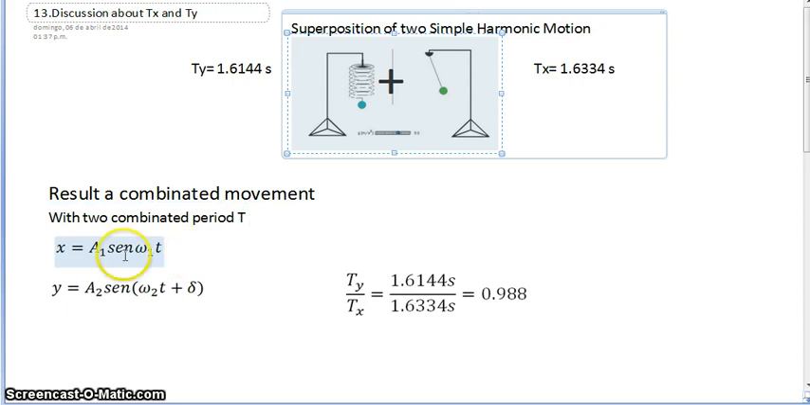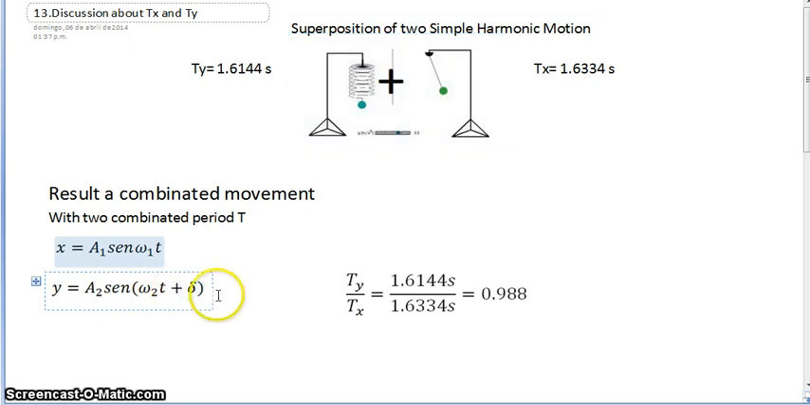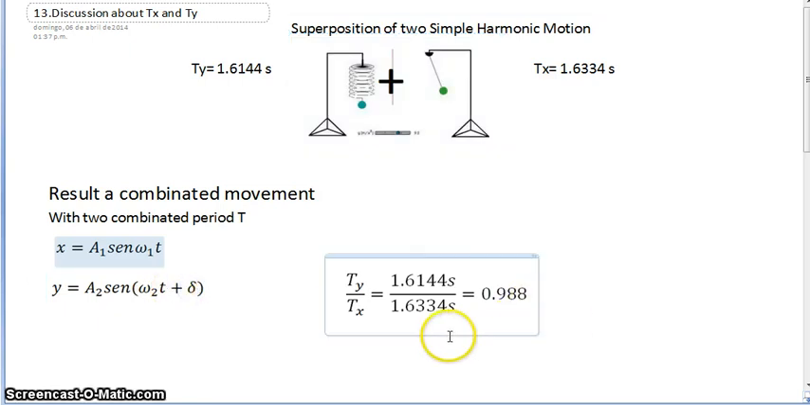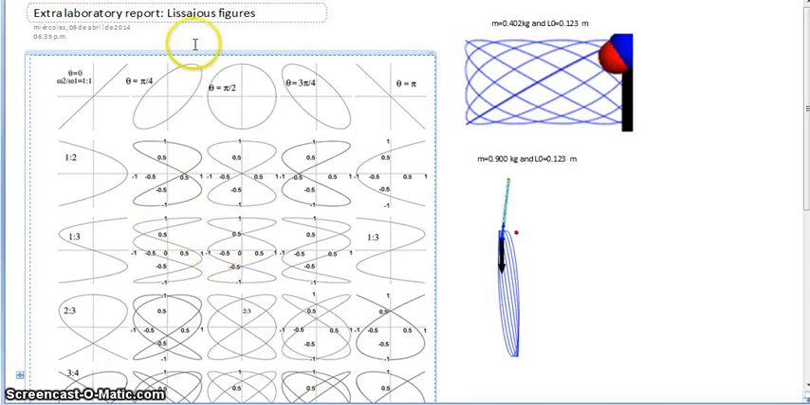Mathematically, we represent these two movements as a function of amplitude times sine of omega 1, omega 2, and this is the variation of phase. The relation between these two periods is the next, and this period gives a particular movement in the spring attached to a mass. This movement generates Lissajous figures.